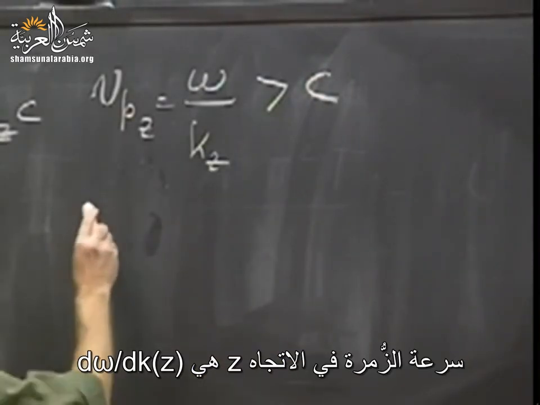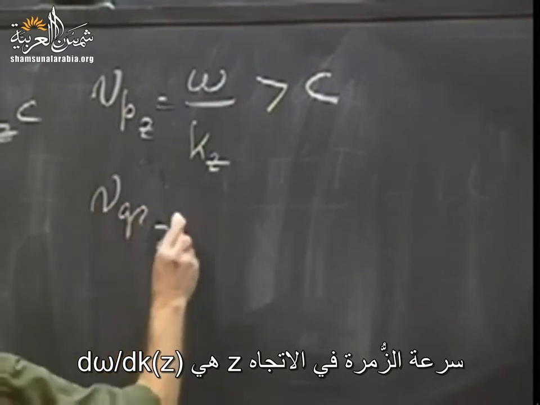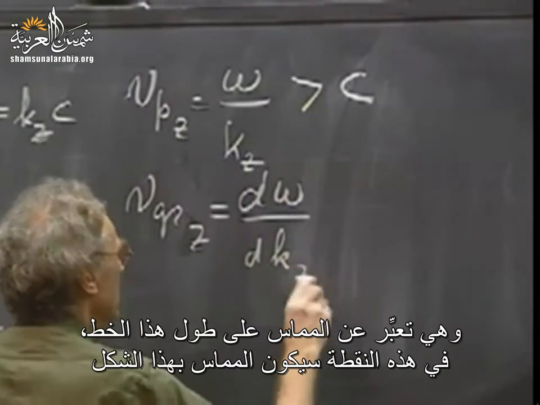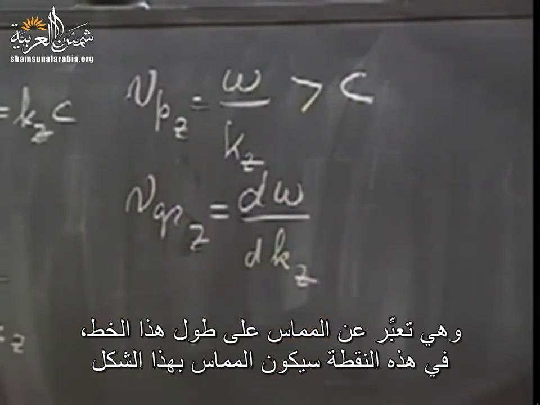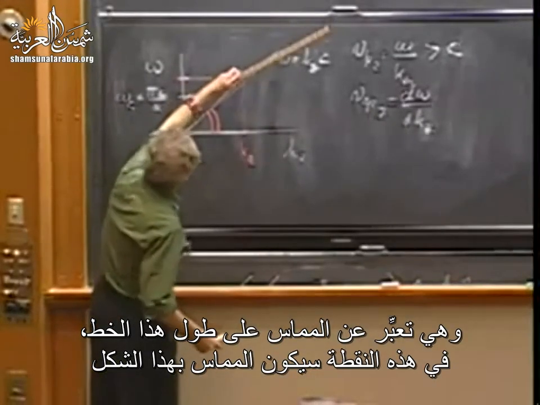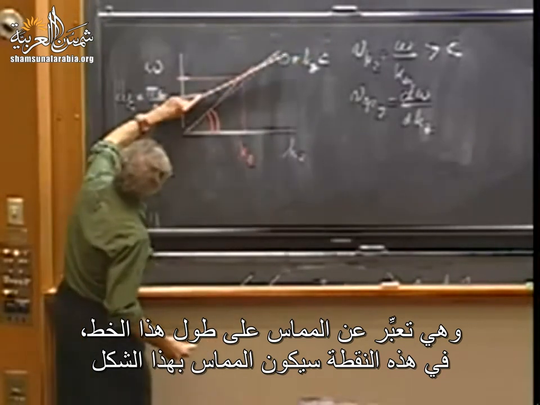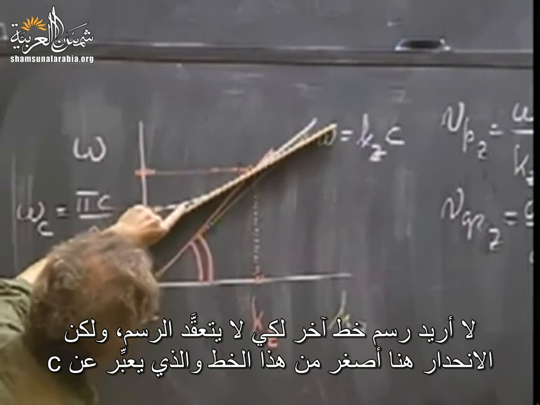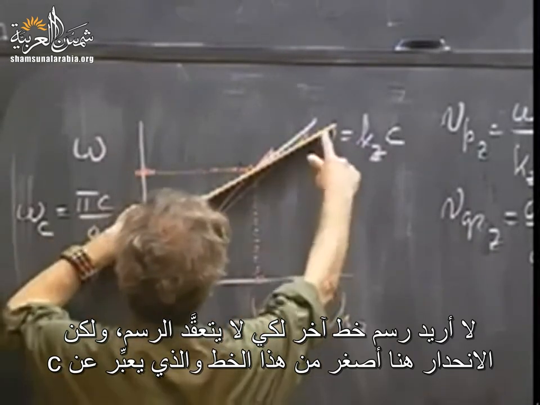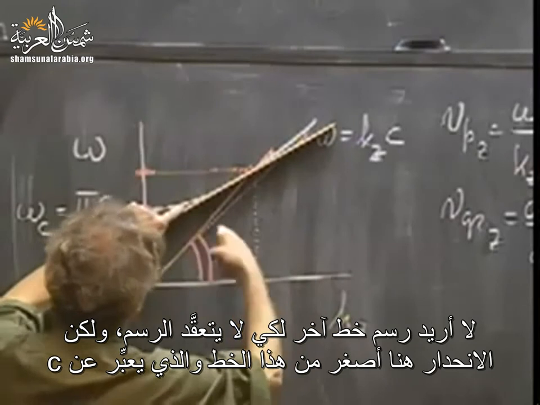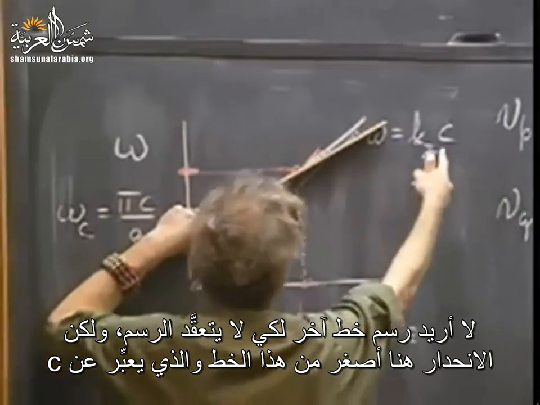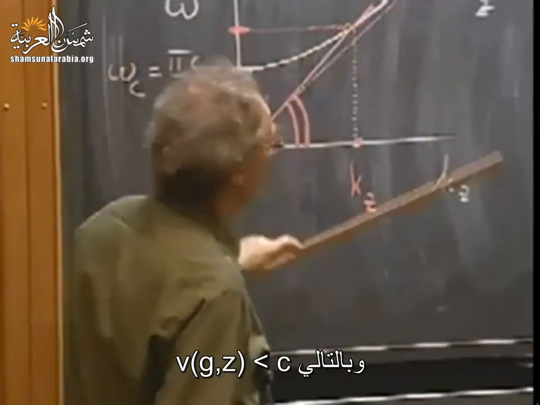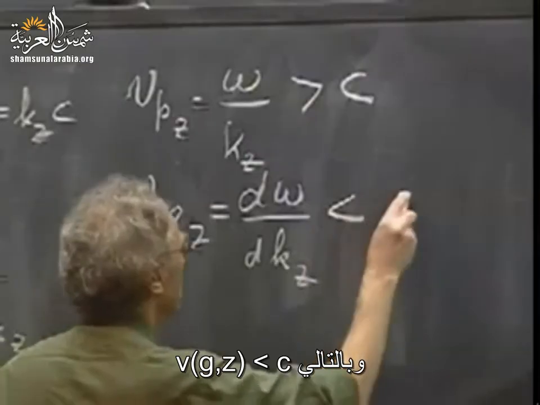The group velocity in the z direction is d omega d kz, and d omega d kz is the tangent along this line here. So at this point here, the tangent would be like this. I don't want to draw another line because it becomes too cluttered. But you can see that this slope is smaller than the line here, which indicates the c. And therefore, the group velocity is smaller than c. So this is smaller than c.